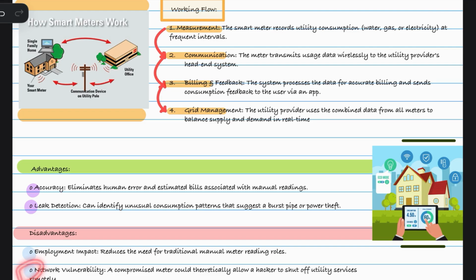Then comes the network vulnerability. So you see, if there is a malicious actor, if there is a hacker who successfully compromises a smart meter network, they could theoretically gain unauthorized access to these remotely disabled meters, and they can disable the services for the entire region as well. They can lead to a blackout as well by leaving a malicious code outside. All right, so these are the major disadvantages of smart metering.